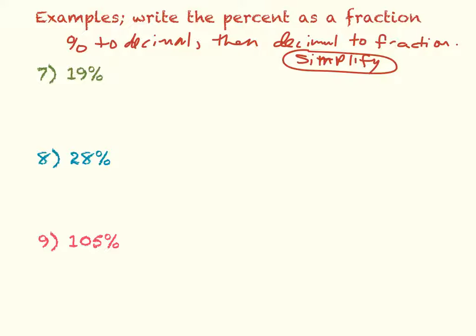Alright, so this first one, I have 19%. So I'm going to change that to a decimal, 19, move it 2 spots to the left, and I get 0.19. Now, because there's 2 places after the decimal, I'm going to write it as 19 over 100, and then I make sure that's simplified, and it is, so that is my final answer.